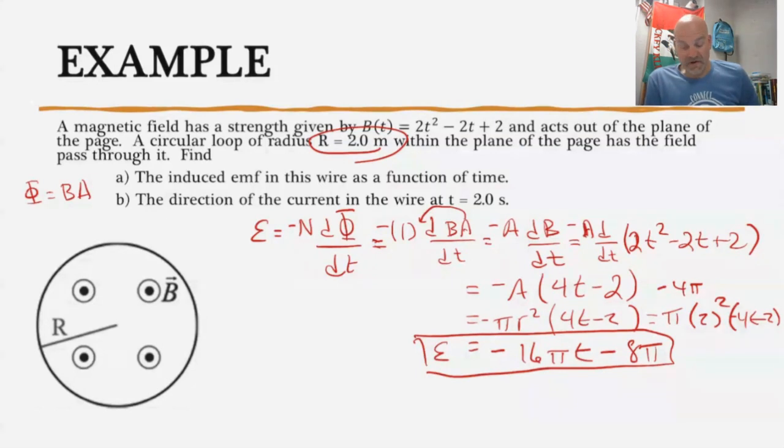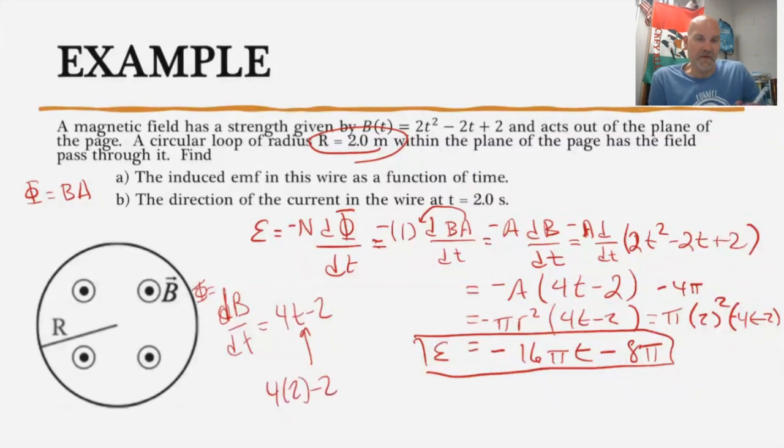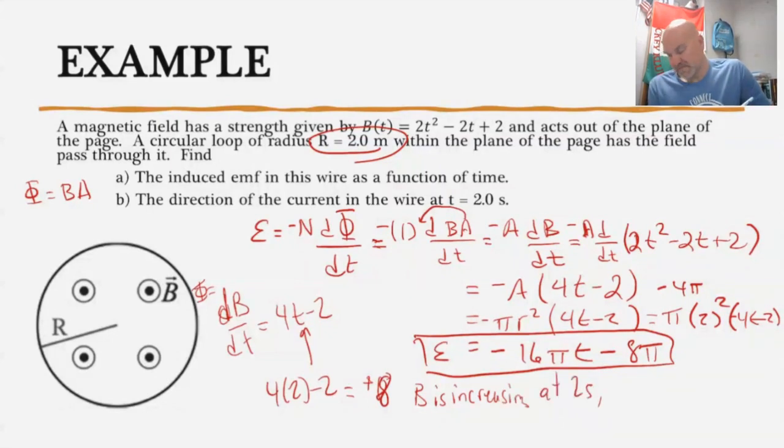And now we want to find the direction of the current at 2. So we need to figure out, is the B field at that time increasing or decreasing? So what we're going to do is take the derivative, which we already did. We know the answer is 4t minus 2, but at t, we're going to plug in 2. If this number is positive, it's increasing at that time. If it's negative, then it's decreasing at that time. So this is positive 8. And so what that means is B is increasing at 2 seconds.